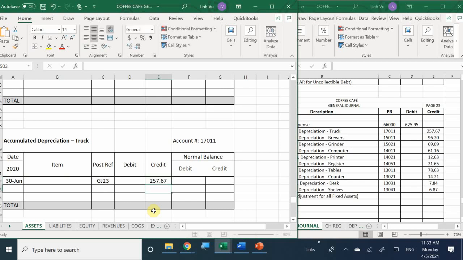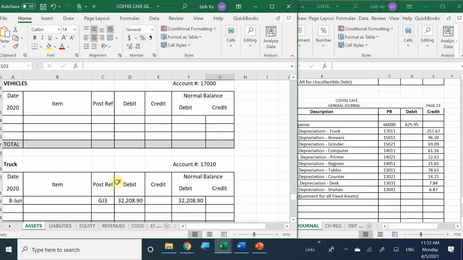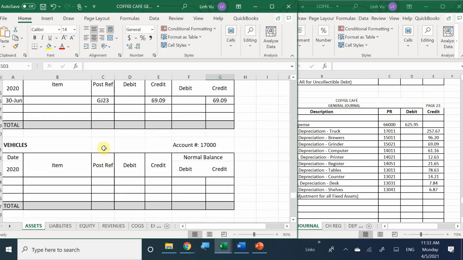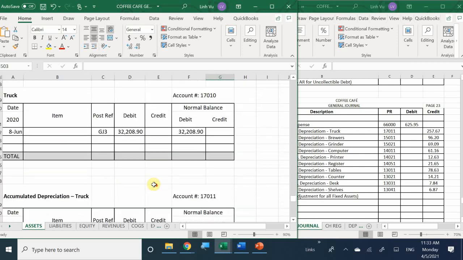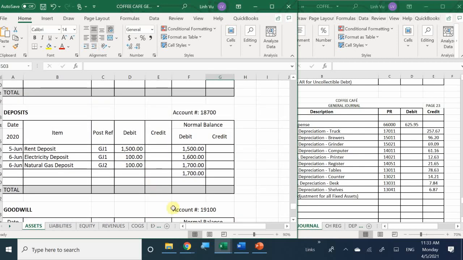Okay. All right. So that's the depreciation expense. Now, when we actually calculate our main account, we're going to reflect it at its book value. So there we are. That's depreciation expense for you.